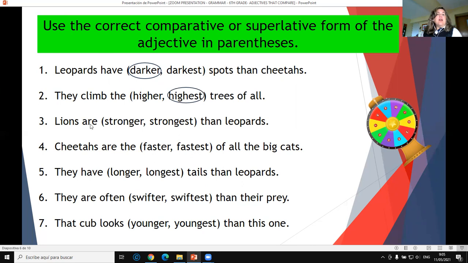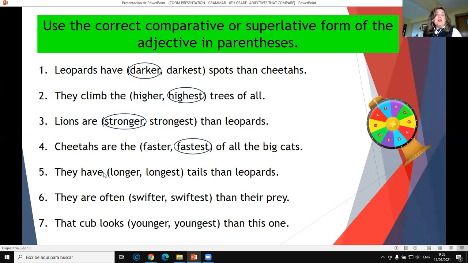Number 3, lions are stronger or strongest than leopards. Again, comparing lion to leopards, we use the comparative form, so we choose stronger. Lions are stronger than leopards. Then we have number 4. Cheetahs are the faster or fastest of all the big cats. We're comparing cheetahs to all the big cats, so we use superlative. Fastest. Cheetahs are the fastest of all the big cats.